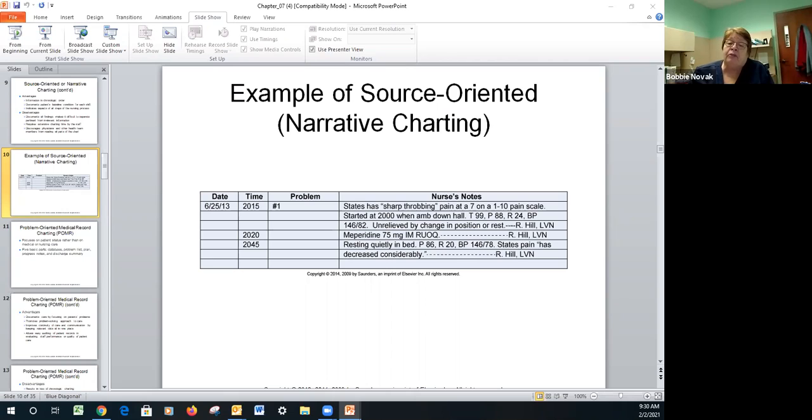And then at 20:45, we went back in and reevaluated, and they were resting comfortably in bed. States the pain has decreased considerably. So each time you document in narrative charting, you need to document the time. And you just need to keep it to the facts, simple, brief. We don't need fluff in narrative charting. There's enough writing as it is.